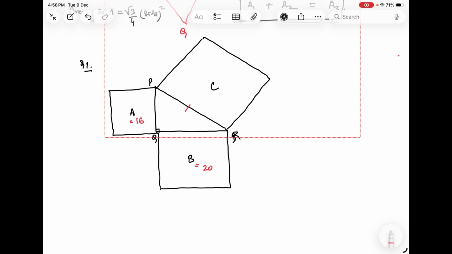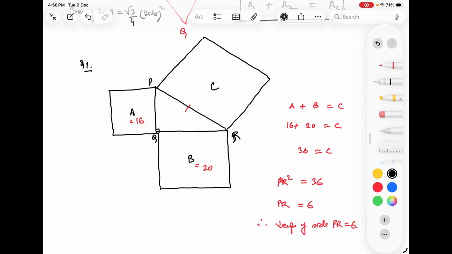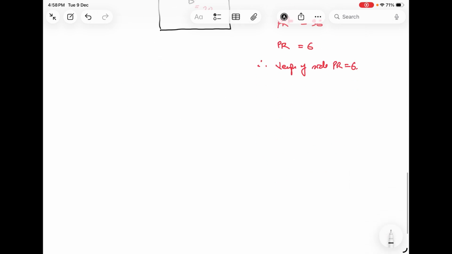So first of all, we see that area A plus area B is equal to area C, right? 16 plus 20 is equal to area C. It means 36 equals area C. It means PR square is equal to 36. So PR comes out to be 6. Therefore, the length of side PR is equal to 6, right? Let us do the next question. Question number 2.